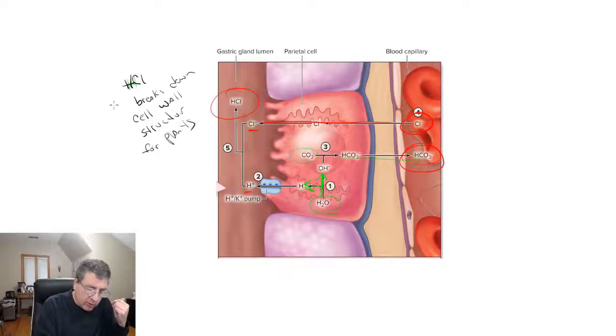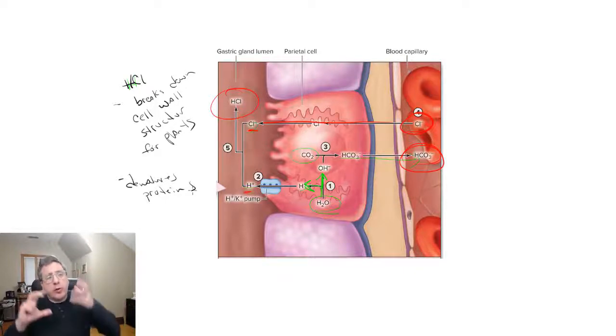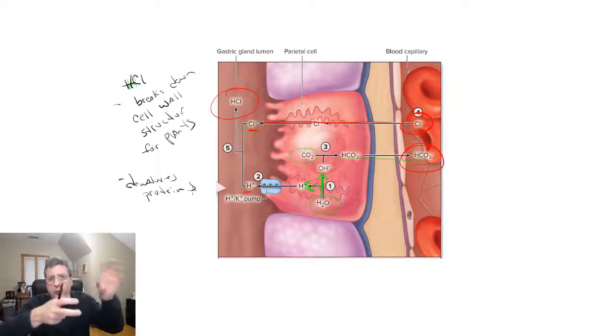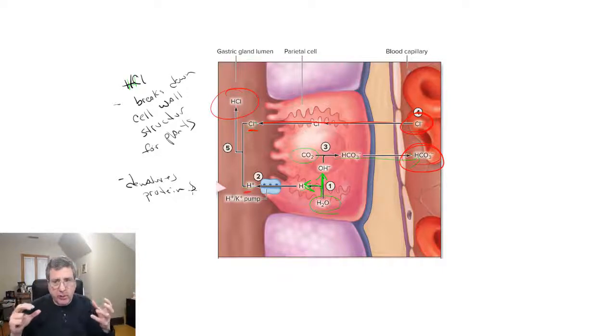It denatures proteins. So you have a protein, which is a whole bunch of peptide groups that's really wound tight, and it starts to unwind them. That's what denaturing is. It starts to unwind that protein. It doesn't do the digestion yet, but denatures it.